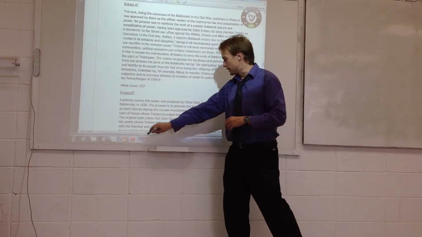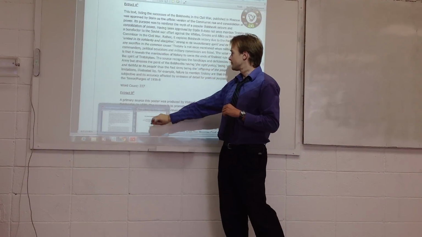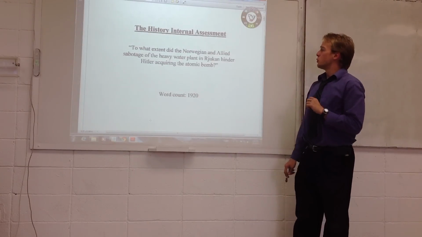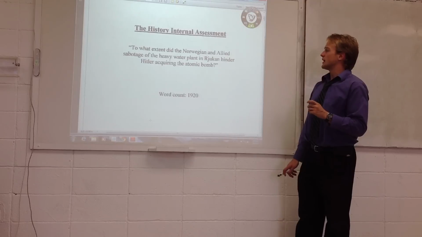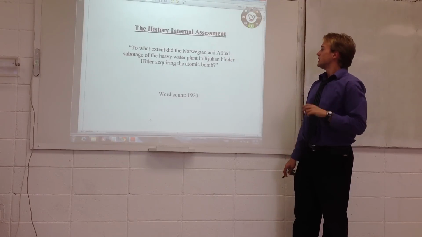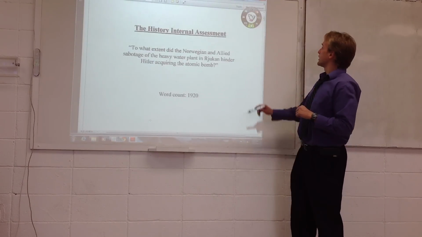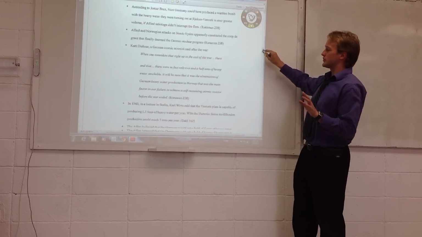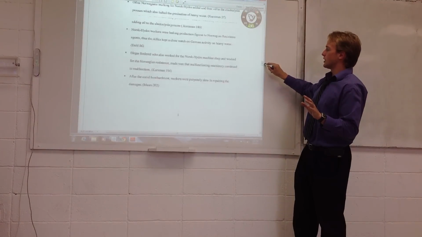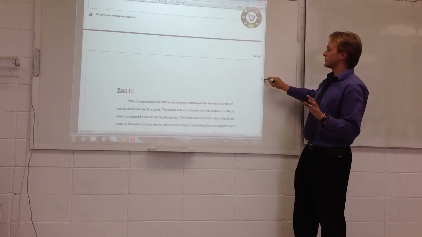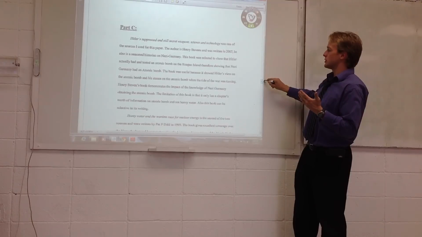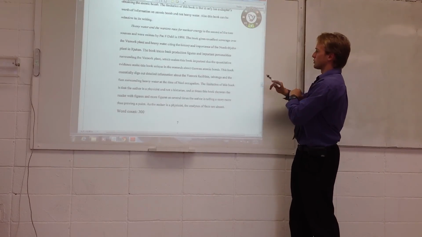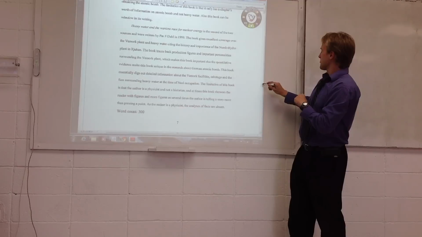Next one, the middle, the moderate, the mediocre source. This one I showed an example of in the summary of evidence. The question is, to what extent did the Norwegian and Allied sabotage of the heavy water plant in Rjukan hinder Hitler acquiring the atomic bomb? So if we go down to the sample, it's formatted the same way, being that there's two paragraphs. We've got part C, here it is, the summary of evidence. First source is evaluated in the first paragraph. Next source is evaluated in the next paragraph.